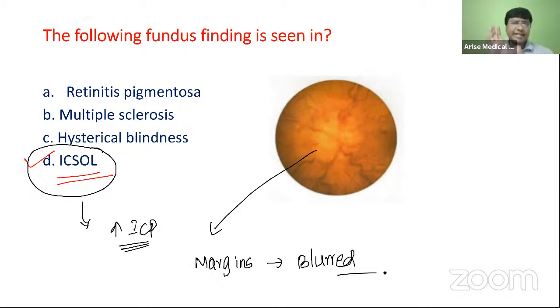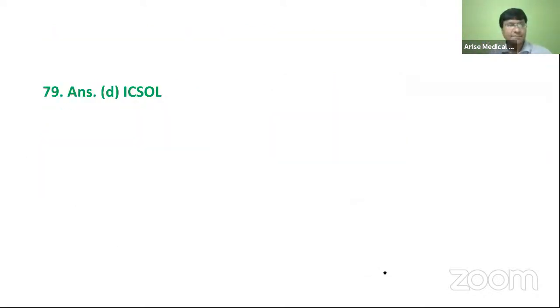So, what is the take-home message from this question? In intracranial space occupying lesion, wherever there is raised intracranial pressure, the margins of the optic disc will be blurred. Only one point, that's all. Okay? Next.